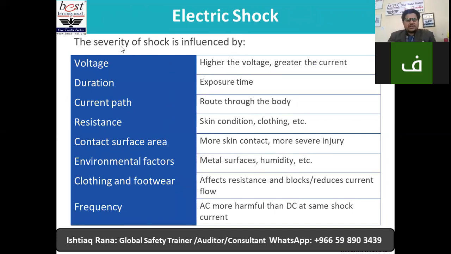Now, the electric shock has a severity, which is influenced by voltage, as I mentioned earlier, the duration, the current path, the resistance, the contact surface area, environmental factors, clothing and footwear, and of course, frequency. Voltage means the higher the voltage, the greater the current. Quite a straightforward, logical point. Duration is the exposure time, and current path is the route through the body. Resistance may be skin condition, clothing.